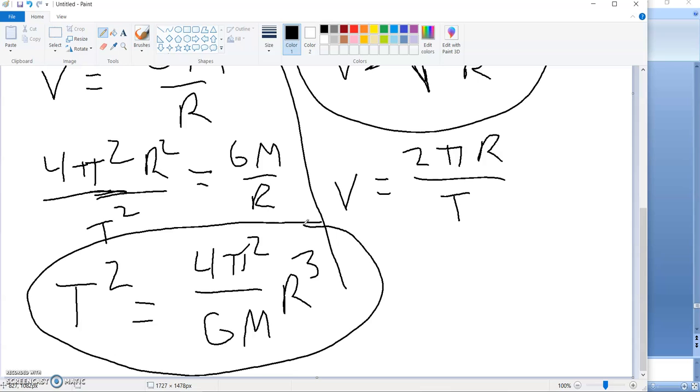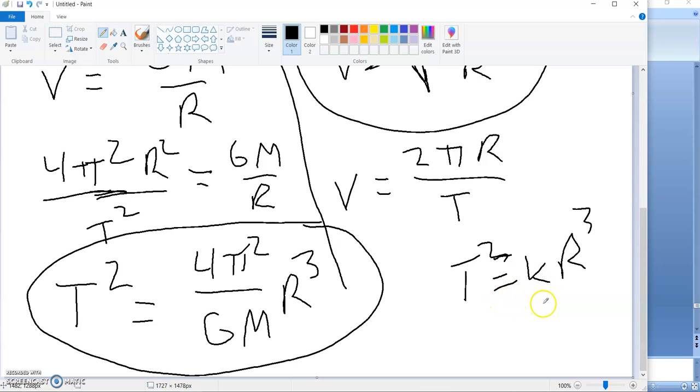Now, that's the result I was looking for here. Doesn't look like much, but take a look at it. T squared equals this mess, which is just a constant for our solar system, times r cubed. In other words, we get T squared equals k times r cubed. And that's exactly Kepler's law.